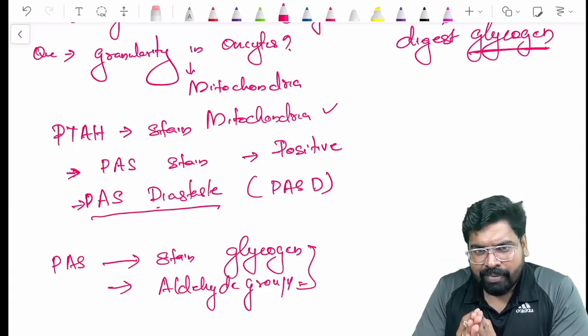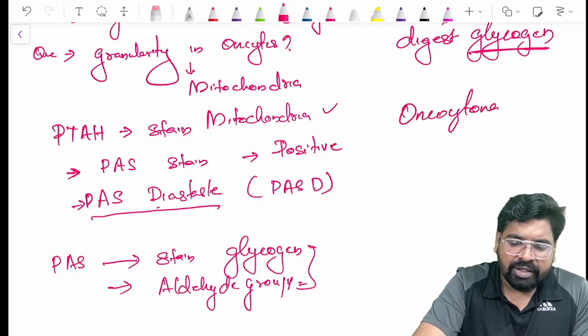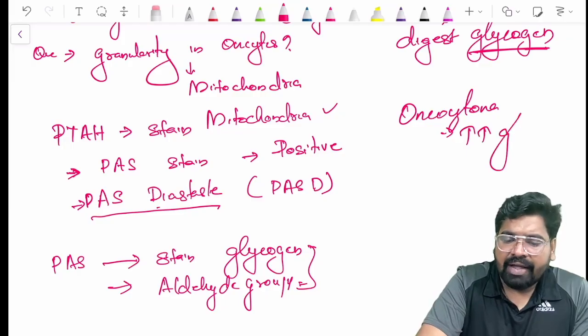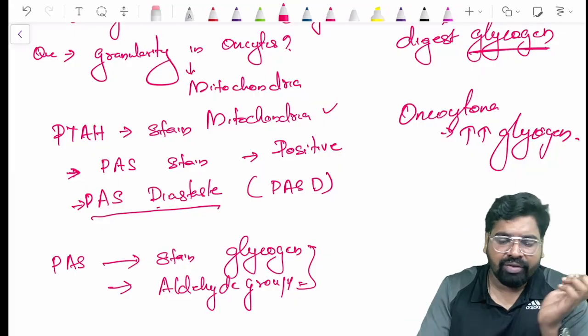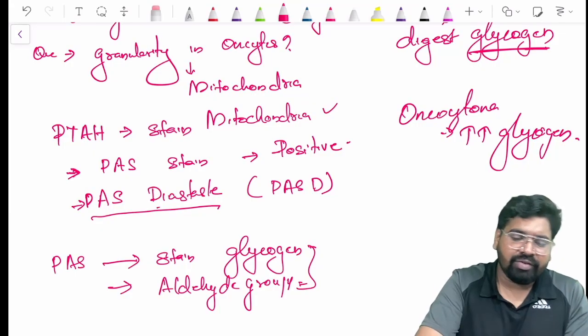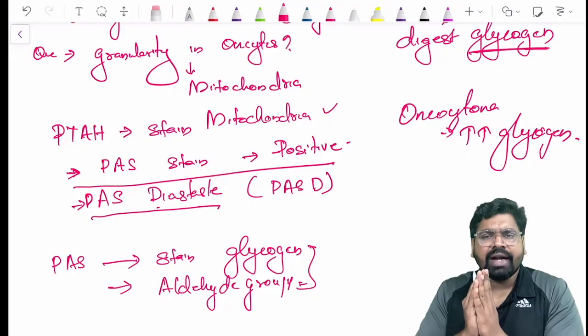In oncocytoma, there is more glycogen. There is an increased presence of glycogen in the cells. So the PAS positivity is due to glycogen. Now I want to confirm whether this is due to glycogen or not.